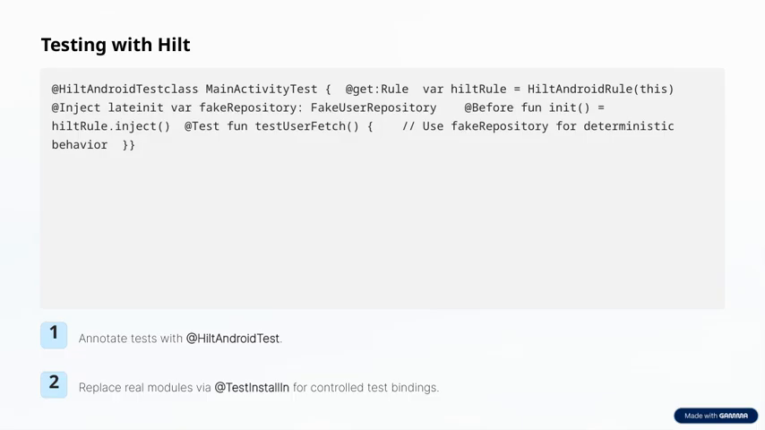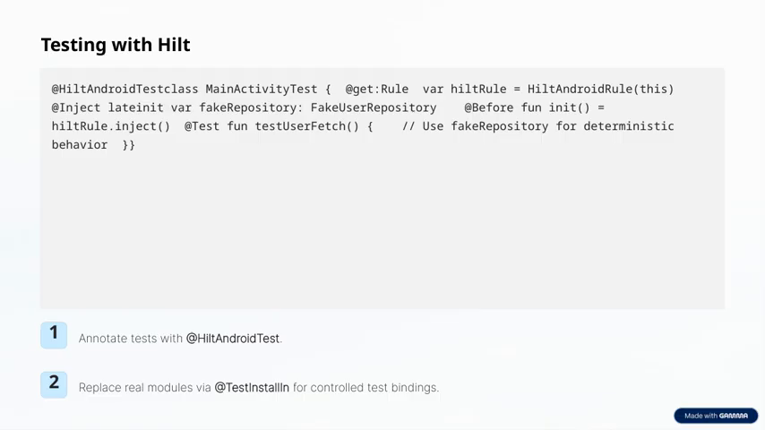All right, let's talk about testing with Hilt. So, when you're writing tests for your Android app, you want to make sure you're properly isolating your components. That's where @HiltAndroidTest comes in. You annotate your test classes with this to enable Hilt dependency injection in your tests. Inside your test class, you'll see we declare a HiltAndroidRule, which is essential because it manages the injection process for your tests. Think of it as the conductor making sure everything's in harmony.